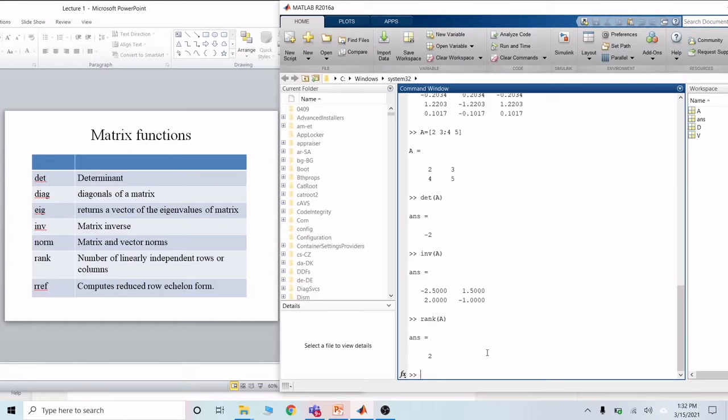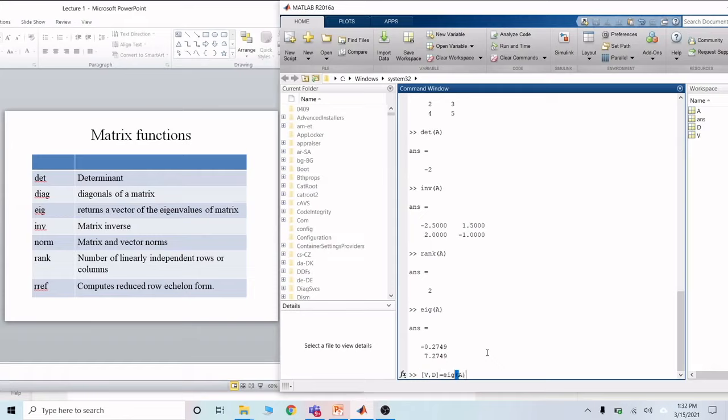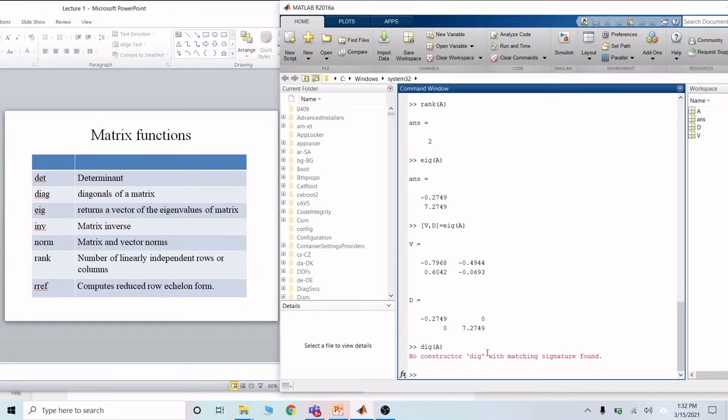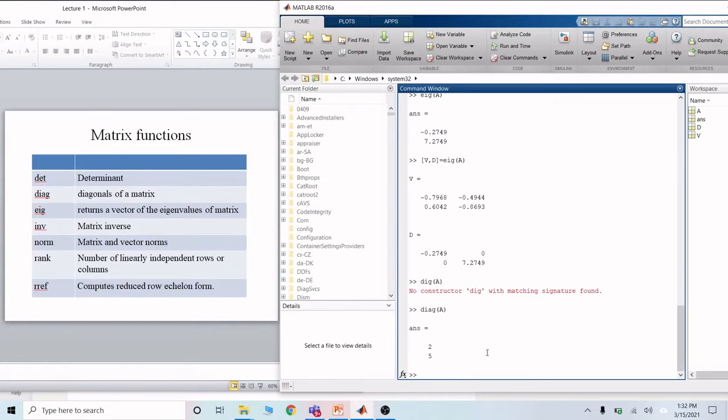Okay. EIG of A is equal to this. V comma D is equal to EIG of A is equal to this. Okay, DIAG, diagonal of A is equal to this. Okay.